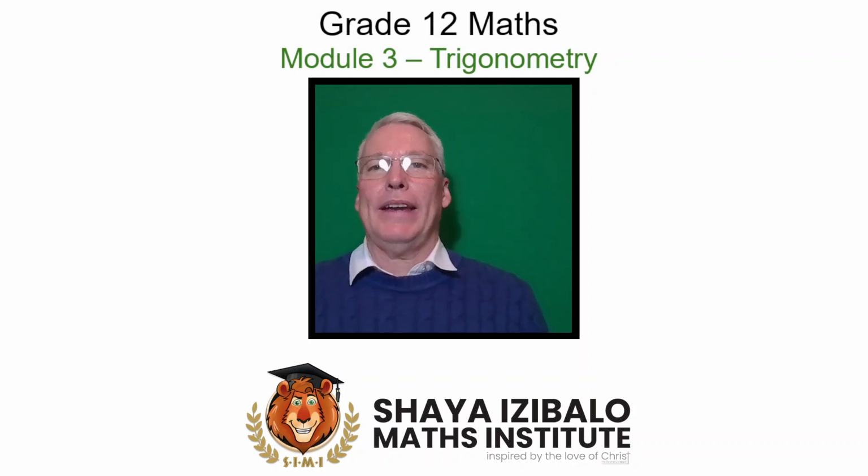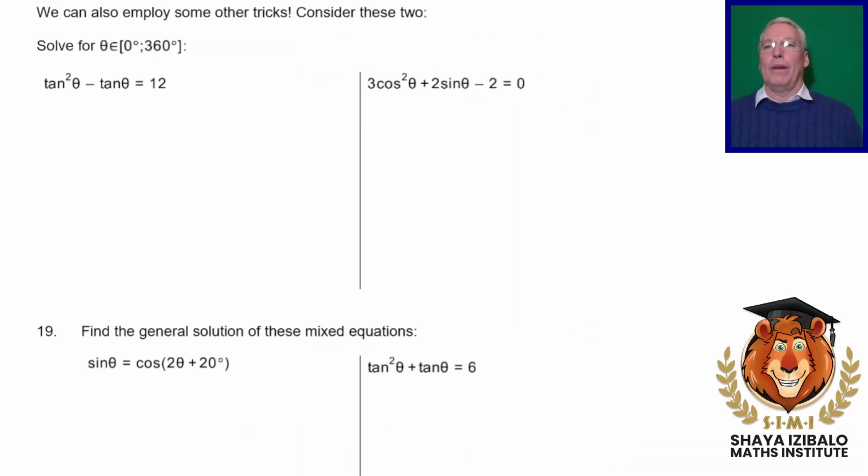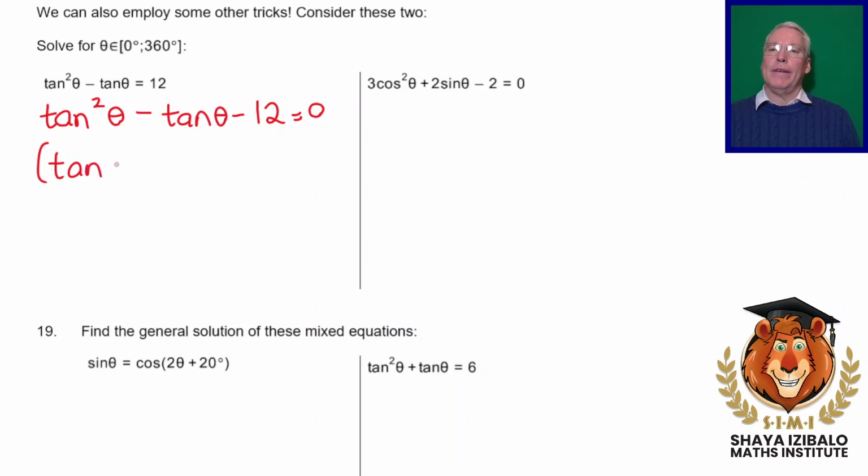Okay, so welcome back, and we're continuing with our trig equations, and let's have a look at this one over here. So what we've got here is a trinomial, right? We've actually got tan squared theta minus tan theta equals 12. So this will factorize. Well, let's subtract 12 from both sides first. Tan squared theta minus tan theta minus 12 equals 0, right? So this will factorize to tan theta and tan theta.